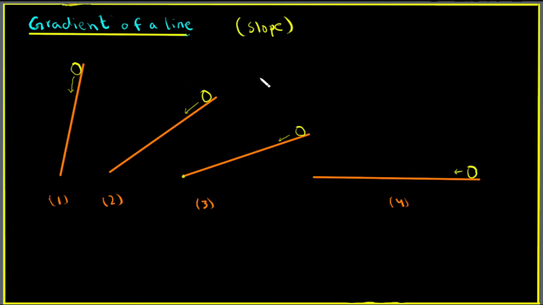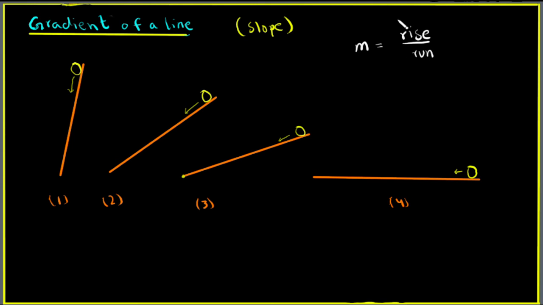So slope is exactly the gradient of a line. This line has the greatest gradient, this has less gradient than line one, this has less gradient than lines one and two, and this has zero gradient, it has zero slope. So this is the concept of gradient. In mathematics, particularly, we talk about the gradient. We usually denote gradient with the letter m. I don't know why, but let's go with the standards. So it is always equal to rise over run, right?